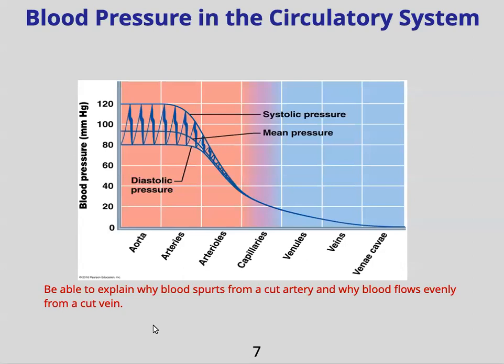This is a graph showing blood pressure throughout the circulatory system. We can see that blood pressure is at its highest on the arterial side, and then it falls as we get to capillaries and then the venous side. And also notice the pulsatile nature of the curve, the peak of which is systolic pressure, and the lowest point for this pressure is the diastolic pressure.